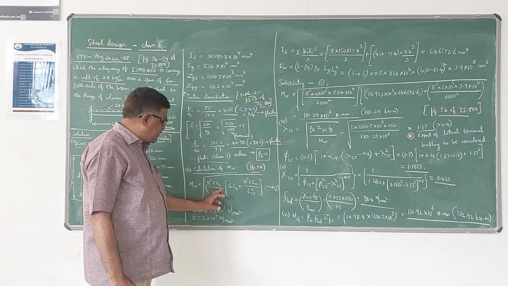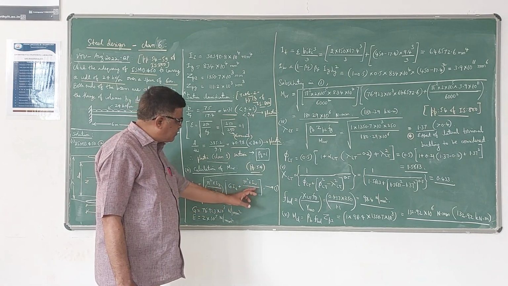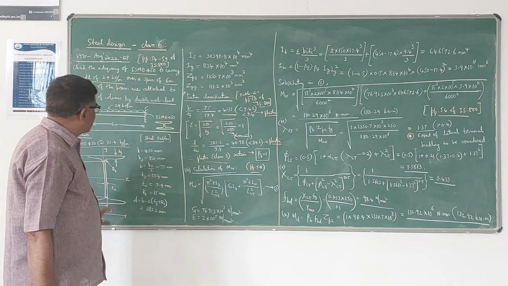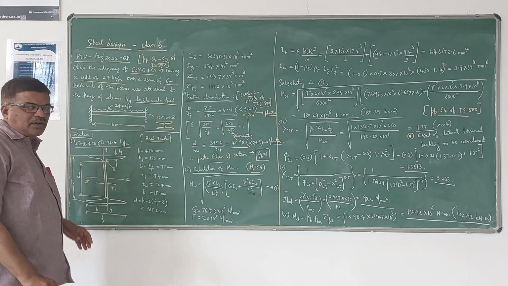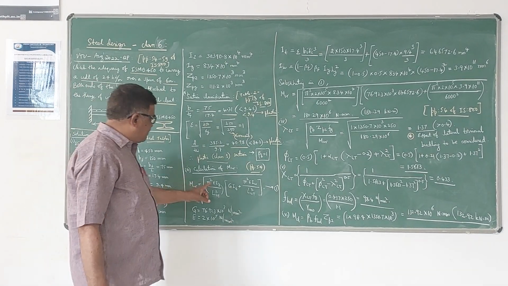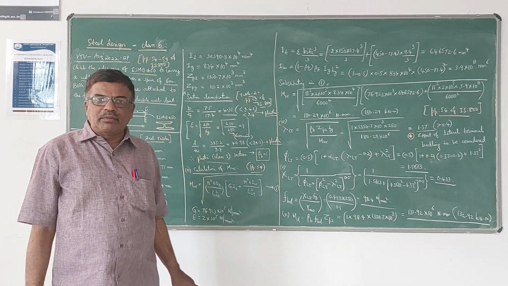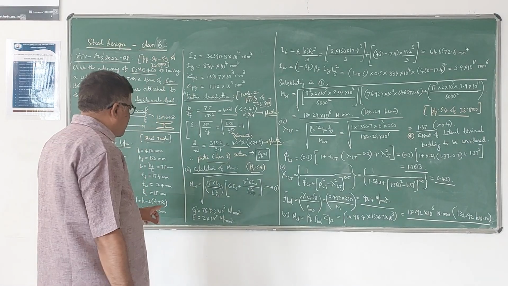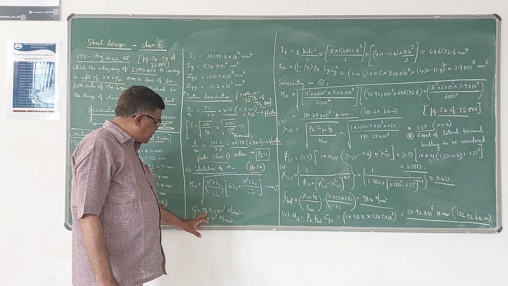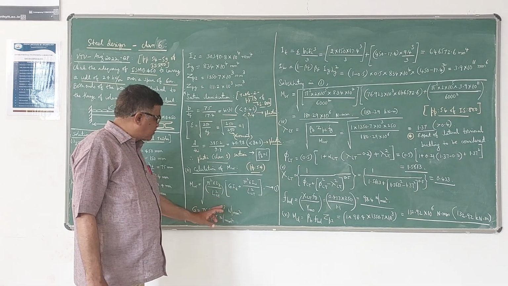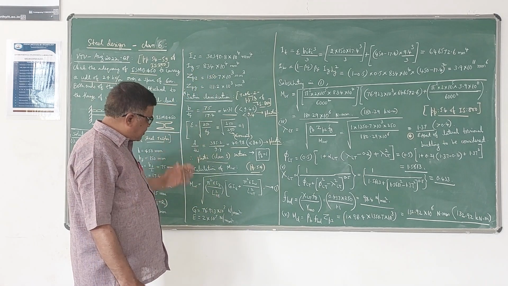Root of pi square E Iy by L square into G into It plus pi square E Iw by L square. Where L, I will take as 6 meters, that is 6000 mm. Then E value is 2 into 10 power 5 for steel, Newton per mm square. Even if the value is not given, better you remember the value and substitute. Sometimes it may not be given, so you have to know the values of E and G. G value is 76.923 into 10 power 3 Newton per mm square. Iy value is 834 into 10 power 4 for the given section.